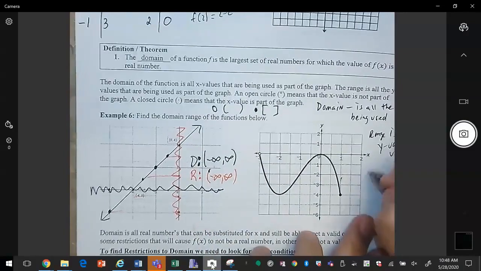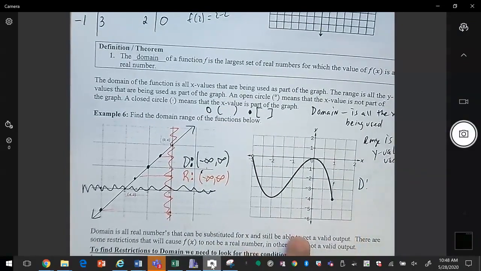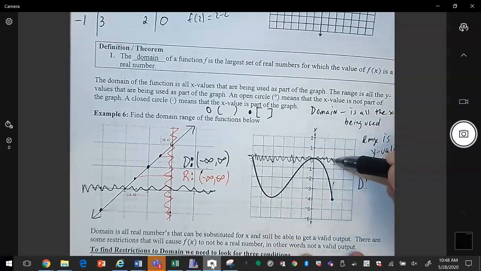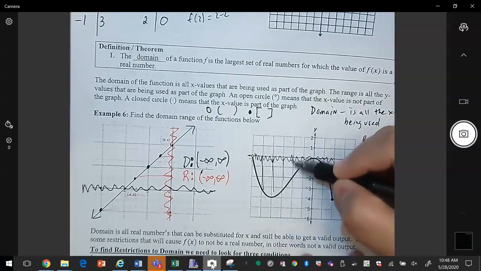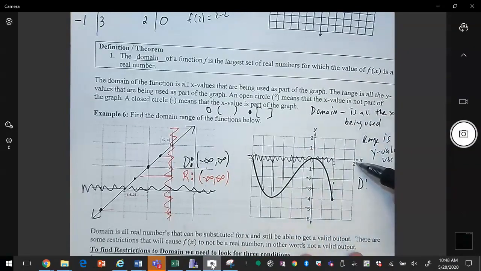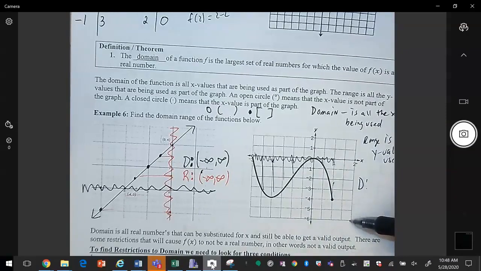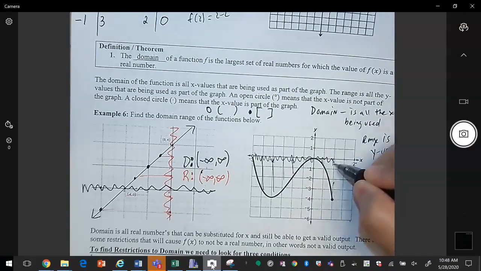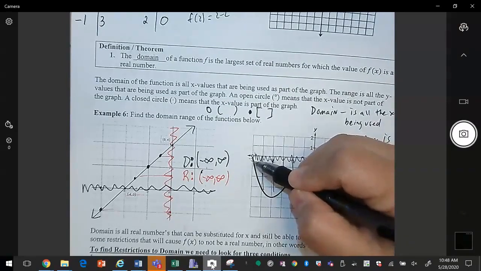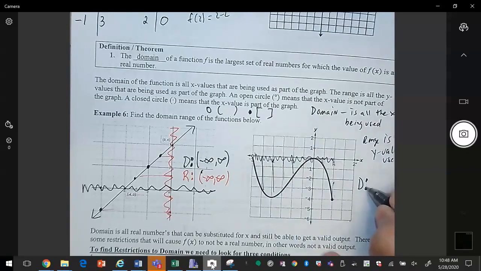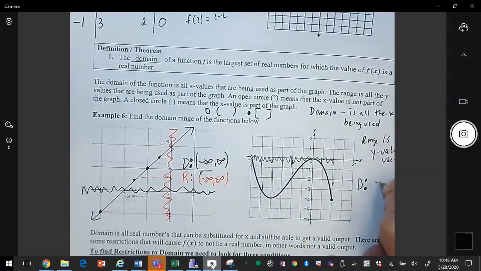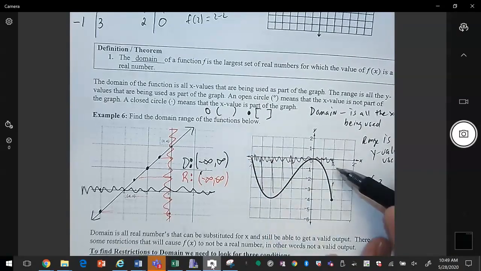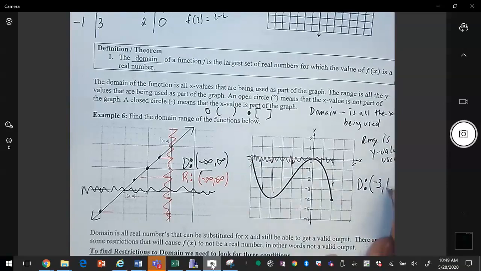So let's look at the next one, domain. What x values are being used? So again, if we look at all these x values, these are all being used. Number 2, if I go down, I never touch the graph. If I go up, I never touch the graph. So we can see that this graph is going from 1 and it's ending at -3. So again, you want to use the smallest value, in this case, -3. It has an open circle, that means we're going to use a parentheses. And then 1 is a closed circle, so we're going to use a bracket.